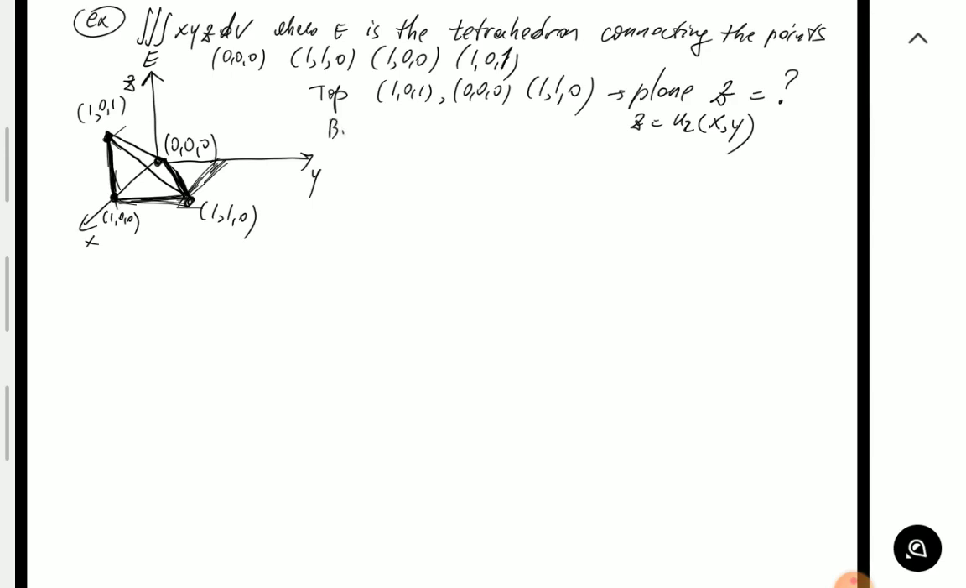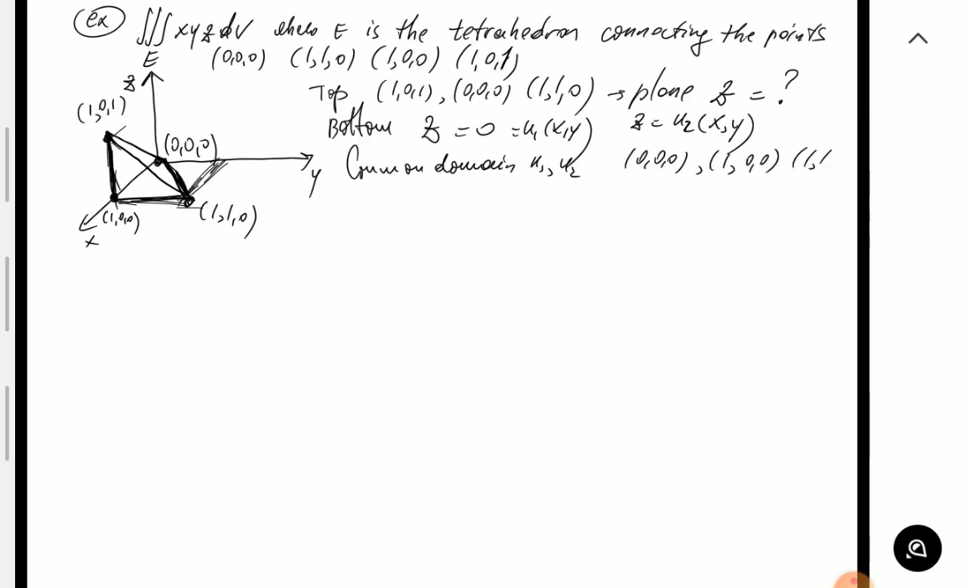So the bottom of the object is pretty straightforward, right? That's z equals 0. So that's the lower bound of the innermost integral. And then the common domain of u1 and u2 is going to be the triangle, and its interior, connecting the points (0, 0, 0), (1, 0, 0), and (1, 1, 0). Okay, so I hope it's pretty clear.